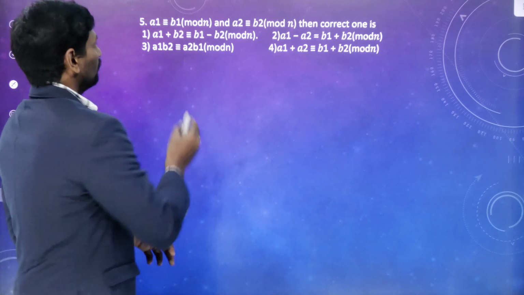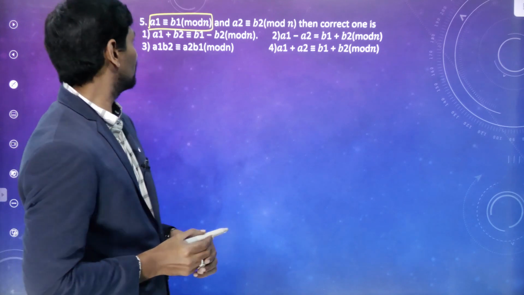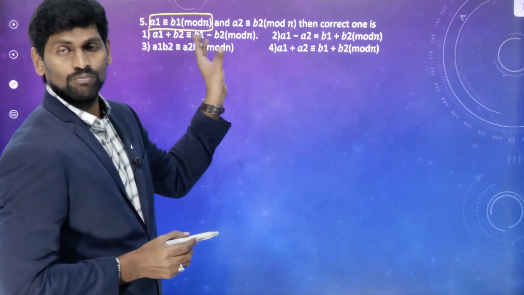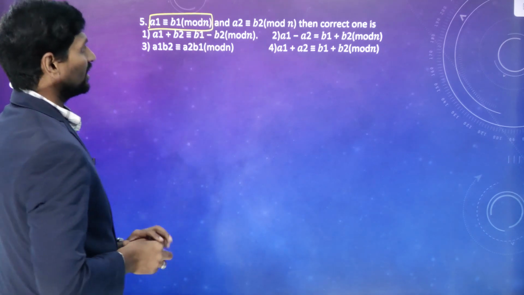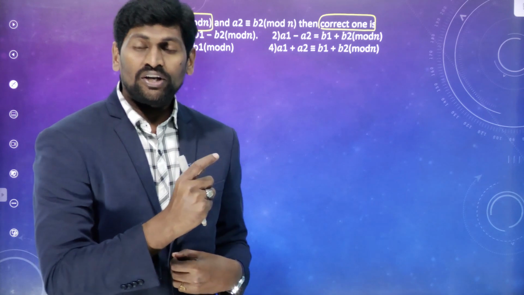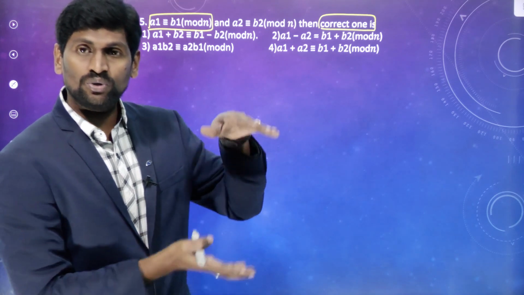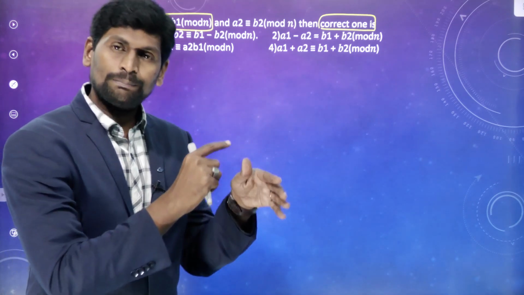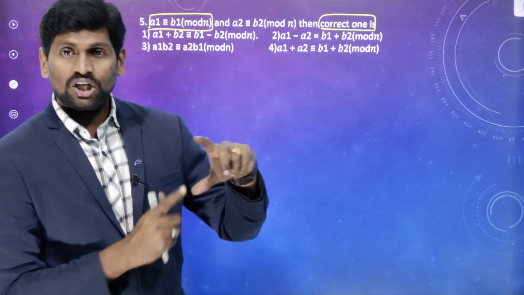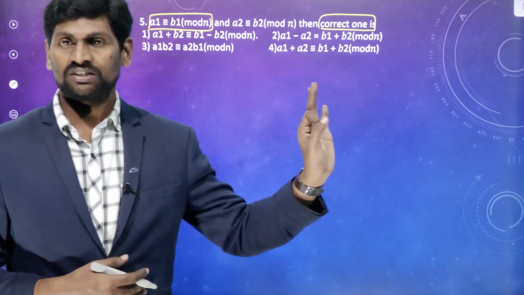Right. First, the congruence rule. A1 is congruent to B1 modulo n, A2 is congruent to B2 modulo n, then the correct one is, as I told you already, if A is congruent to B modulo n and C is congruent to D modulo n, then A plus C is congruent to B plus D. That means we can do addition, A plus C and B plus D, or multiply A into C and B into D, or subtract A minus C and B minus D, modulo n. Am I right? So let us apply addition, subtraction, multiplication for this.